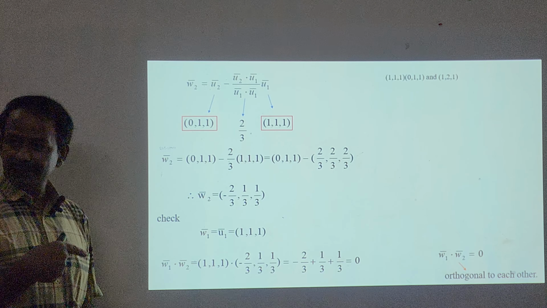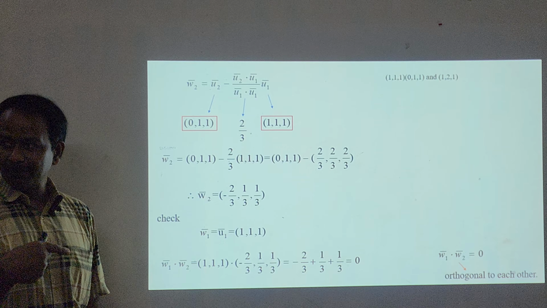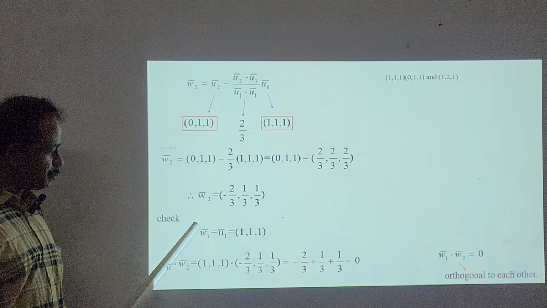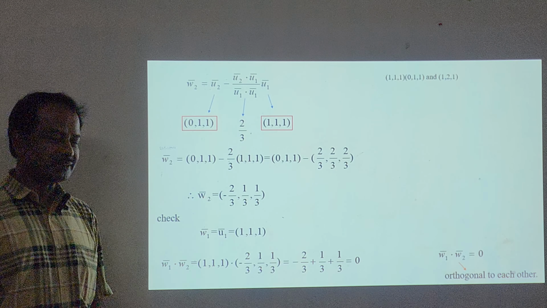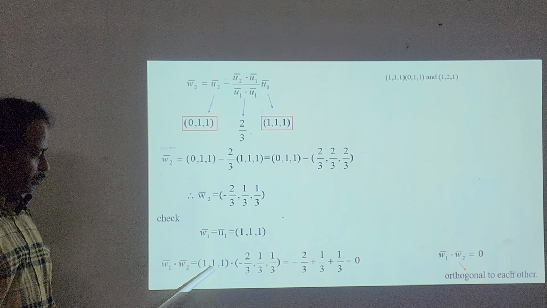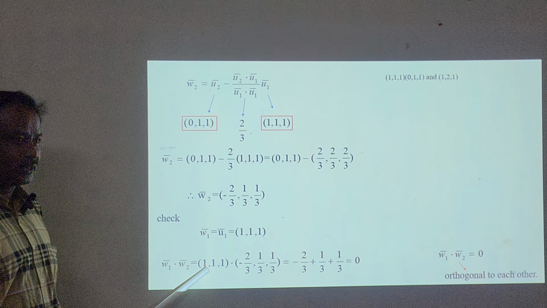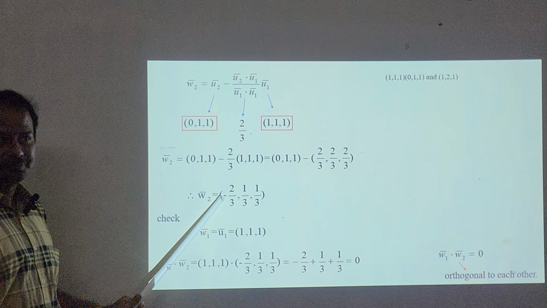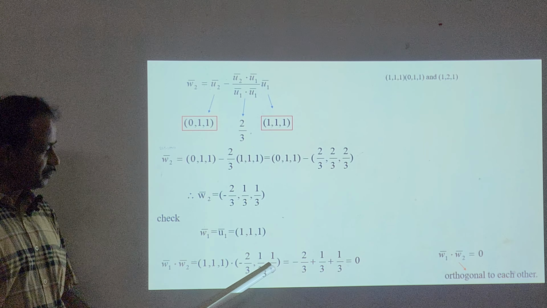Now we have obtained the expression for the vector W2. Now we are going to check whether W2 is perpendicular to W1 or not. So we are going to calculate W1 dot W2. W1 is given as U1, which we know already, and W2 we have already obtained.